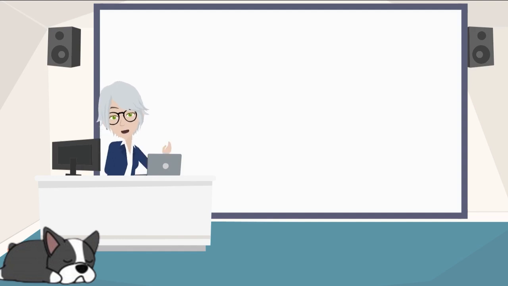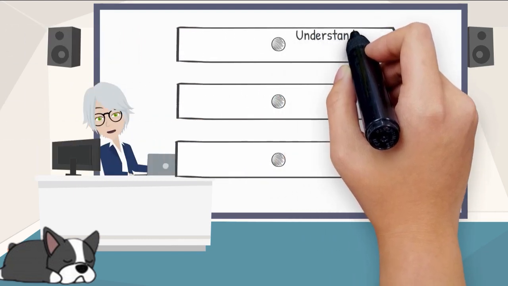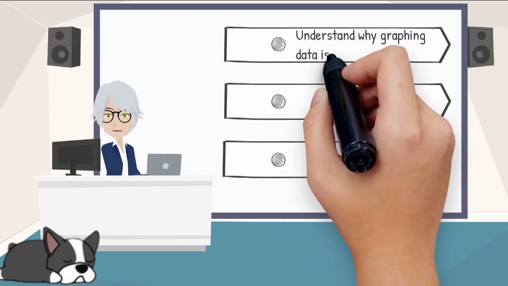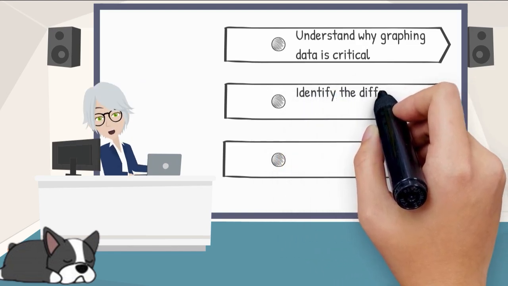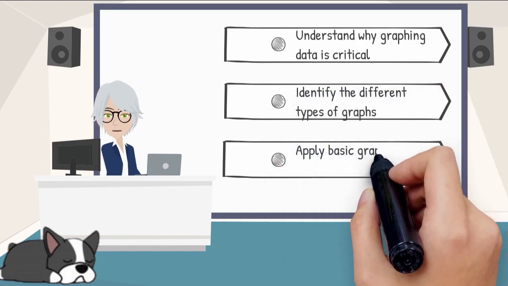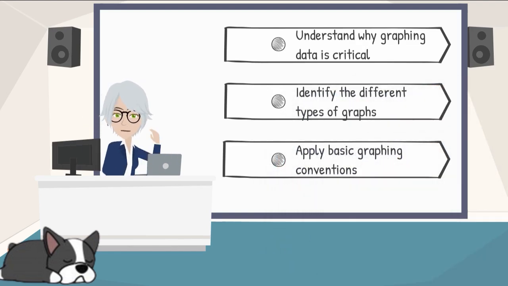So, by the end of today in this unit, you should be able to: number one, understand why graphing data is critical; two, identify the different types of graph that we use in behavior analysis; and three, apply basic graphic conventions when plotting behavioral data.